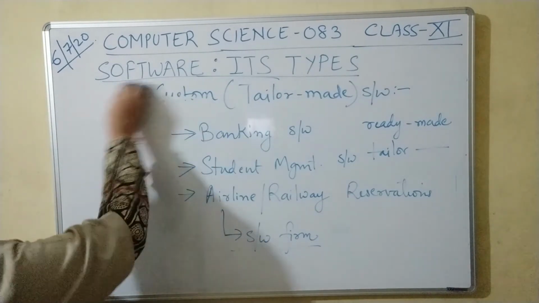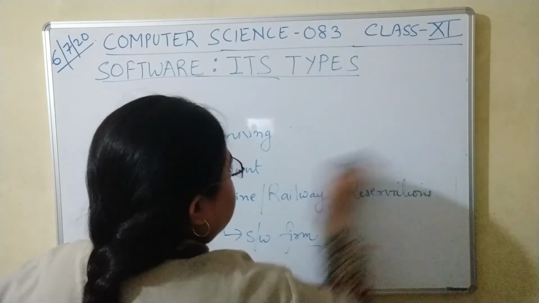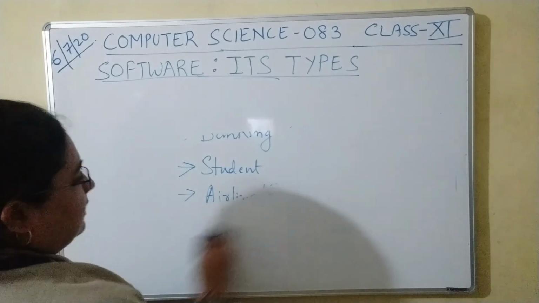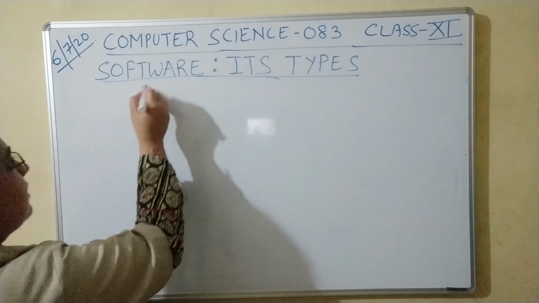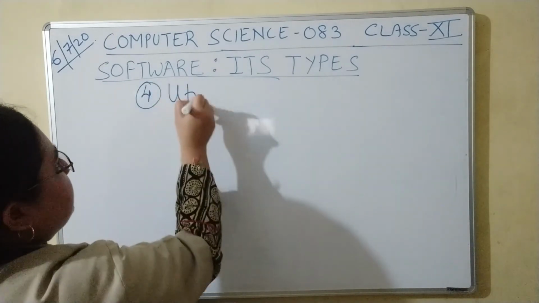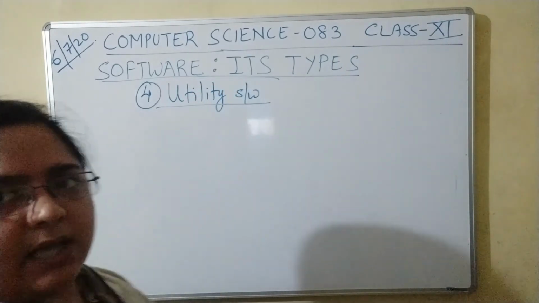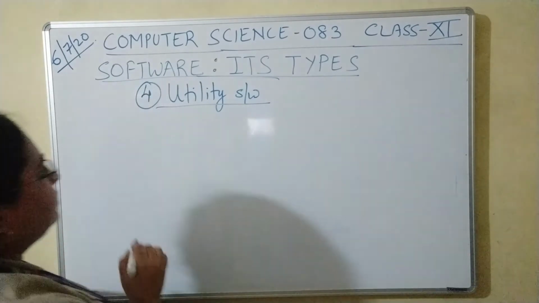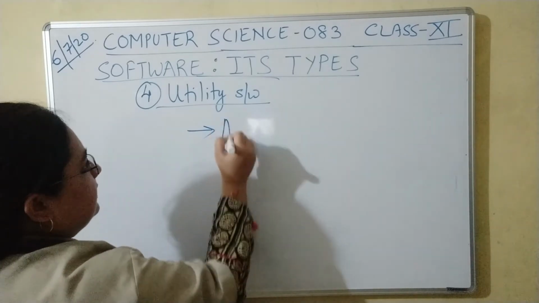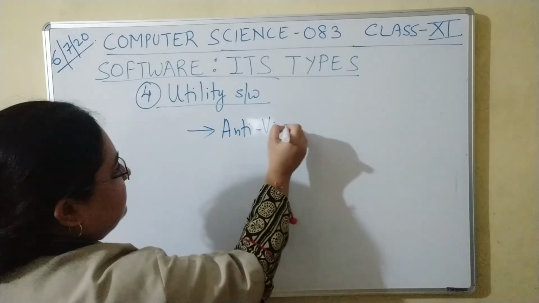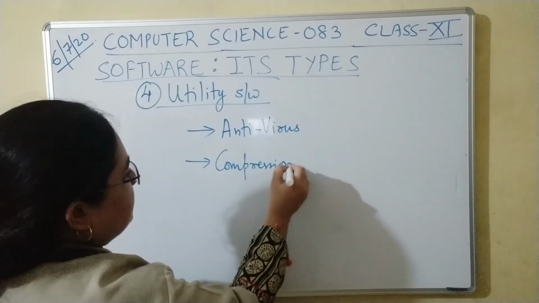Then we have the last category, that is utility software. All those softwares can also be placed in the category of system softwares and sometimes application softwares. So they are utility softwares. What is the task of utility softwares? They basically do the work of managing your computer and handling certain tasks, like antivirus operation, antivirus softwares, compression softwares like WinZip and all.